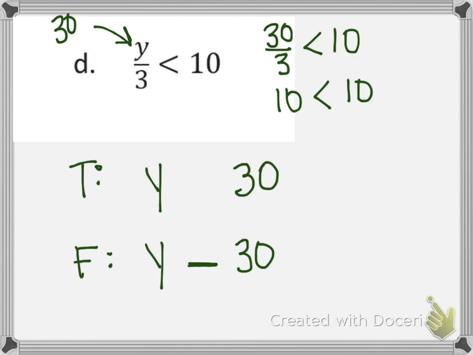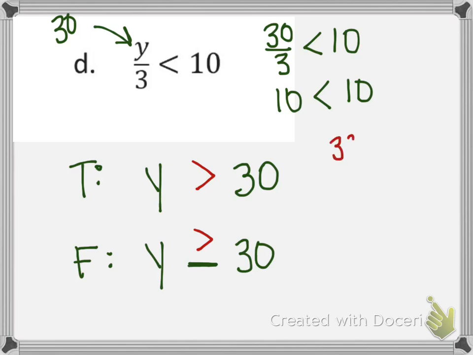Now we just have to check bigger or smaller. I like to check numbers that will divide easily by 3 because I don't want to get decimals if I can avoid it. So I'll go bigger and say, what if y is 33? So I'm checking greater than. Either I'm going to have a greater than symbol here or I'm going to have a greater than symbol there. It depends on what happens when I make y bigger than 30, and I'm going to make it 33.